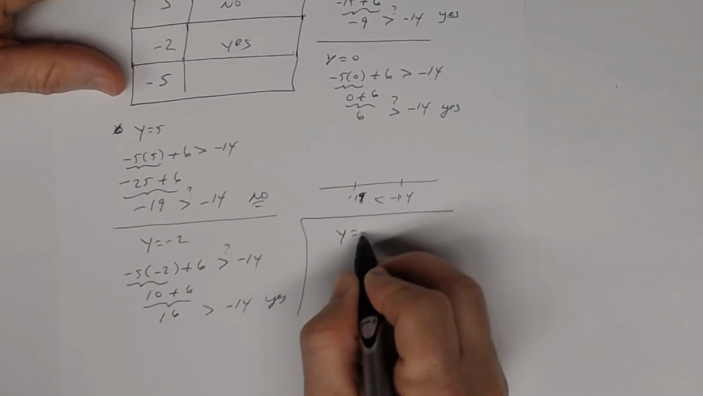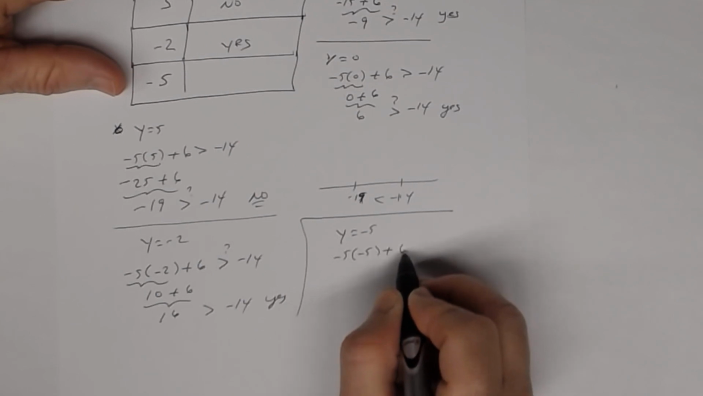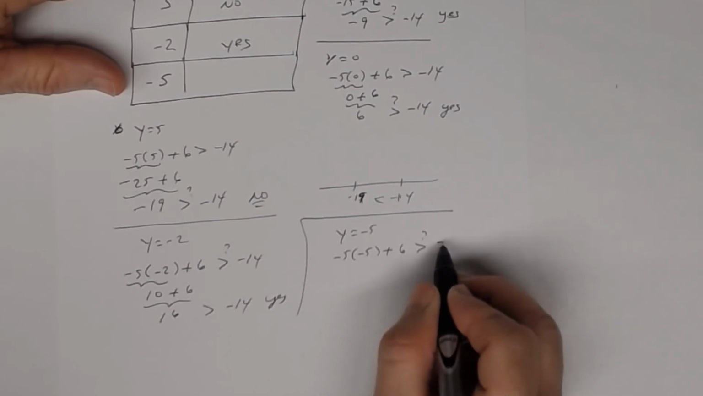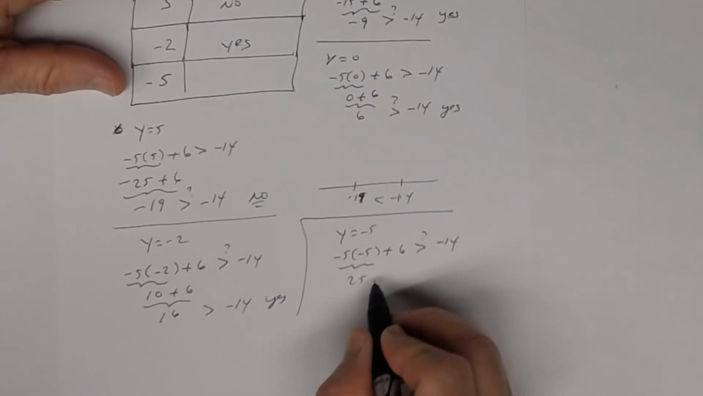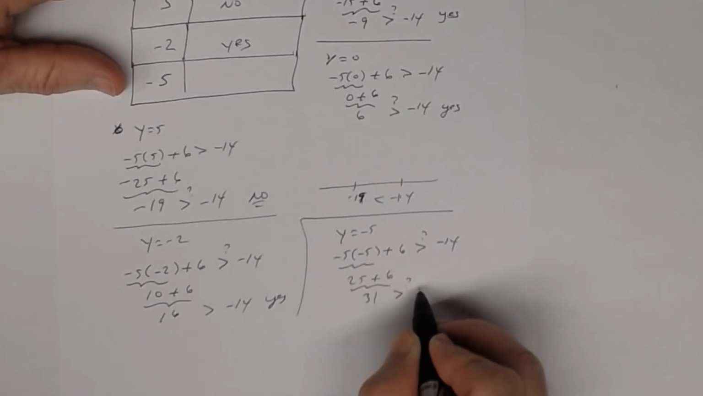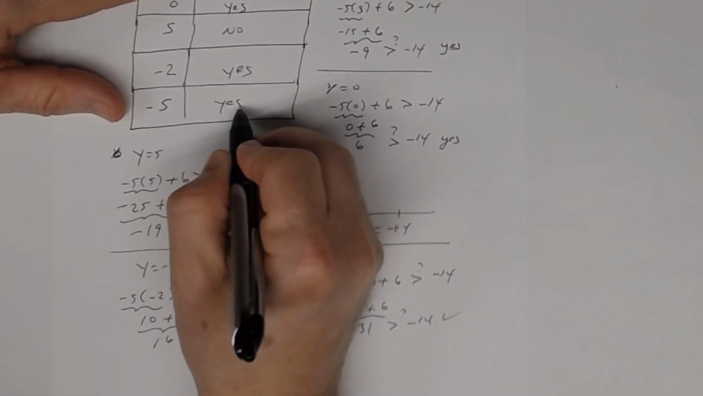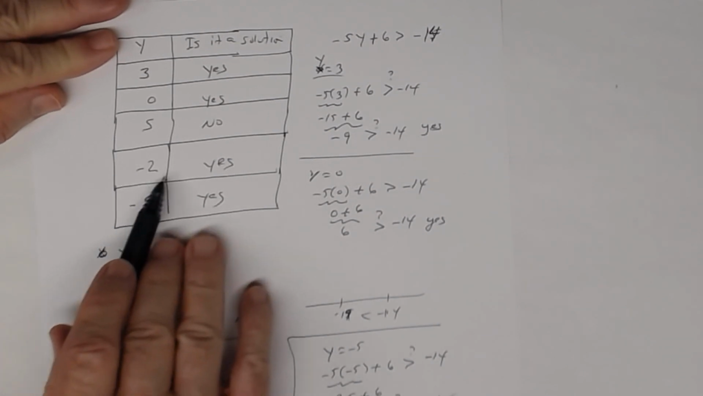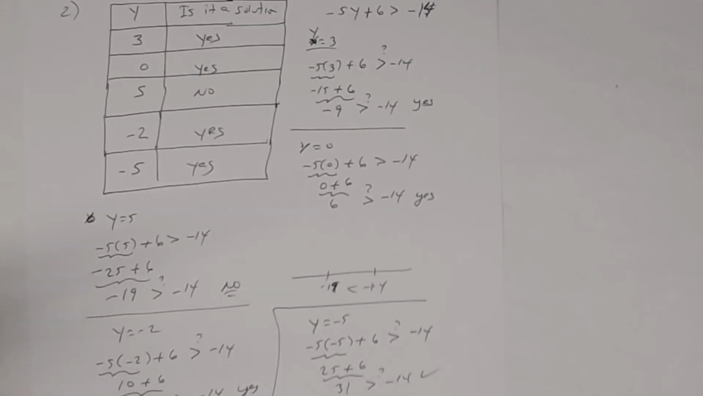Let's check -5. So y = -5. So I get -5 times -5 + 6, and I want to see if that's greater than -14. Well, -5 times -5 is 25, and 25 + 6 is 31. And 31 is, in fact, greater than -14. All right. So of the list that I had here, the only one that was not a solution was y = 5. All right. So that's number 2.